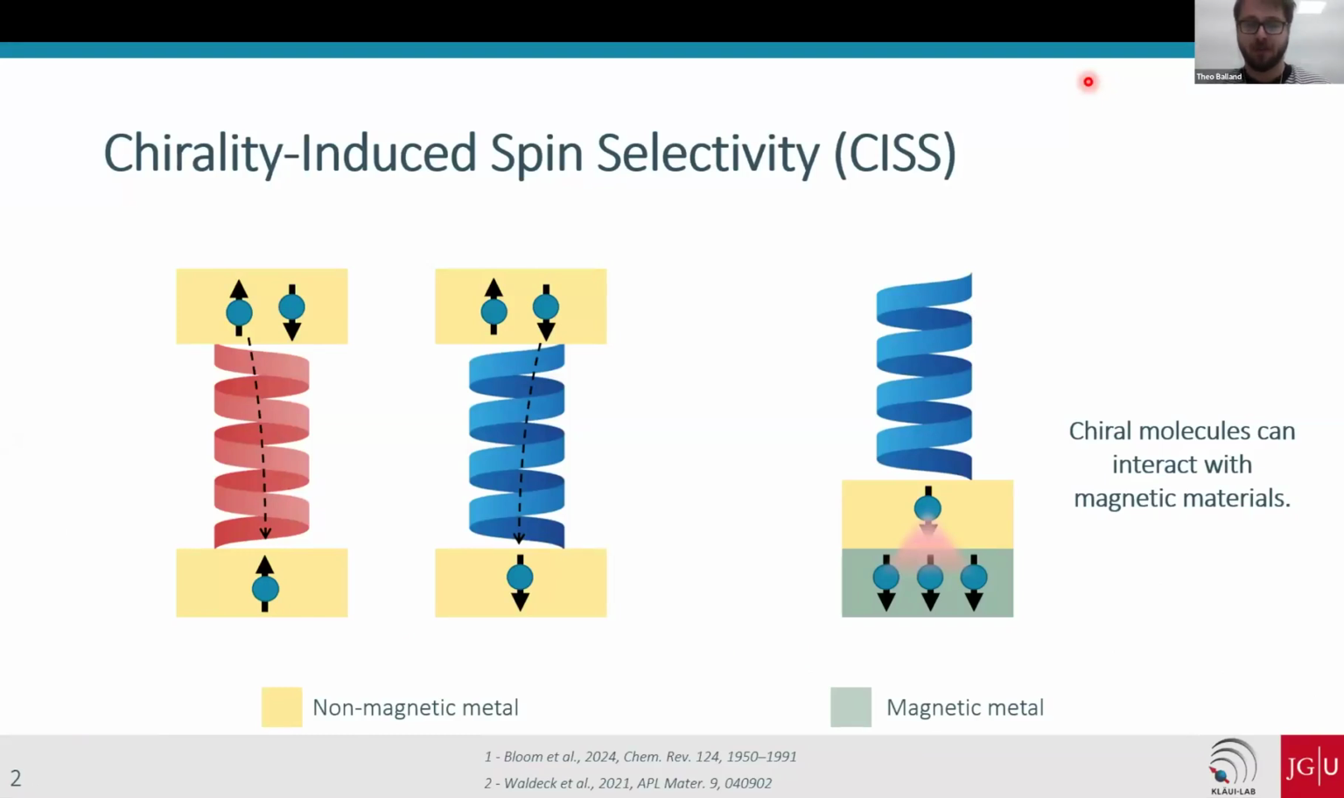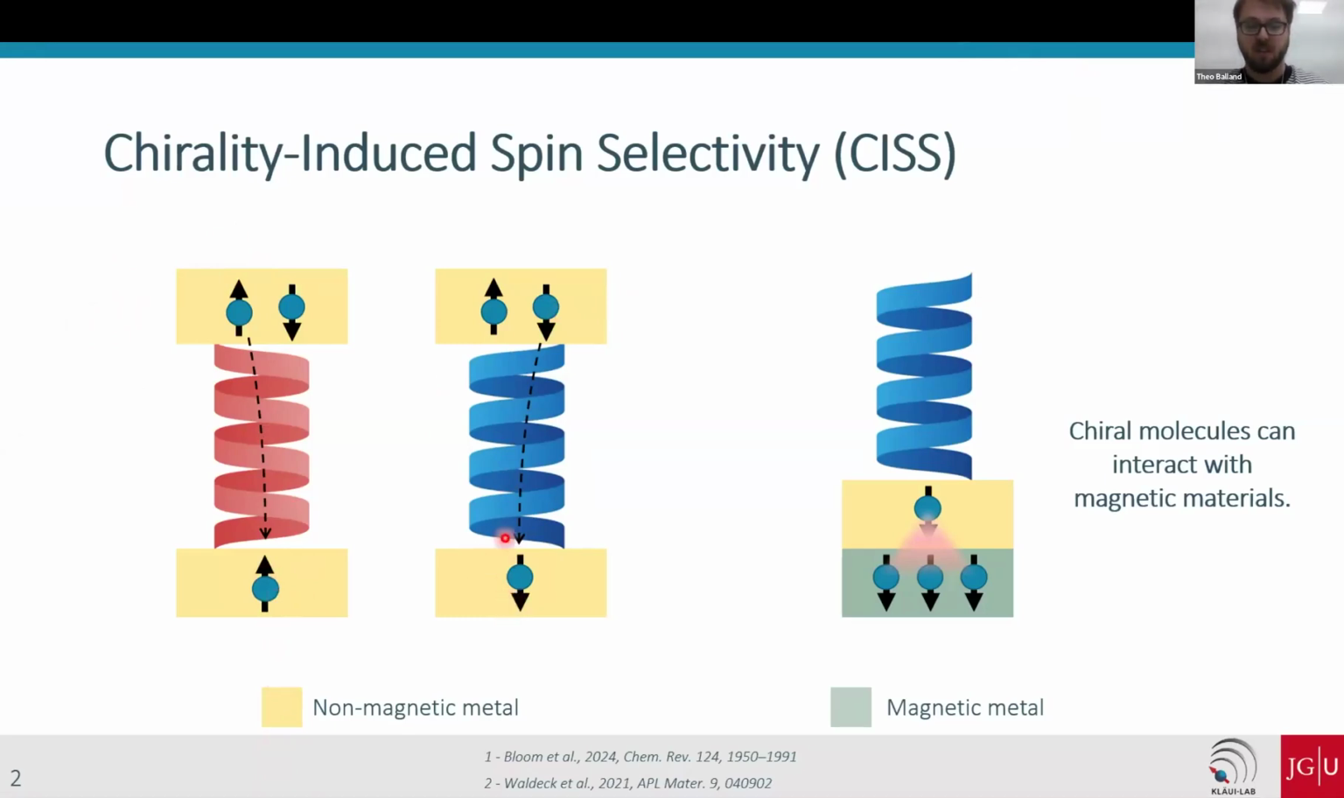The chirality-induced spin selectivity, or the CISS effect, describes a phenomenon where the transport of electrons through chiral materials, usually chiral molecules, induces spin polarization. And this spin polarization depends on the handedness of the molecule. Here you can see the transport through the left-handed molecule will induce spin-up electrons, and the transport through the right-handed molecule will induce spin-down electrons.